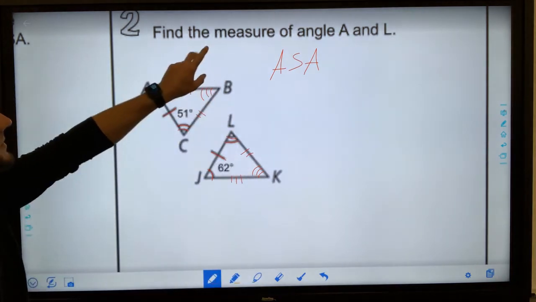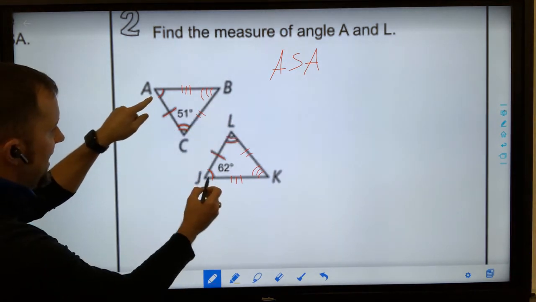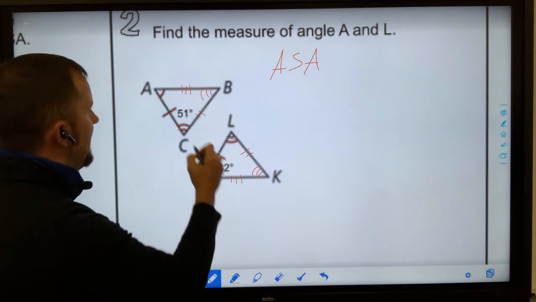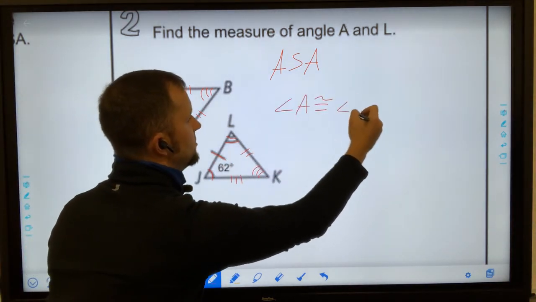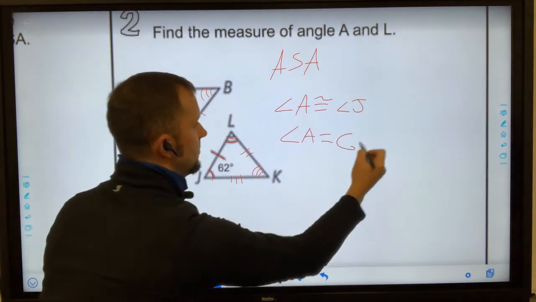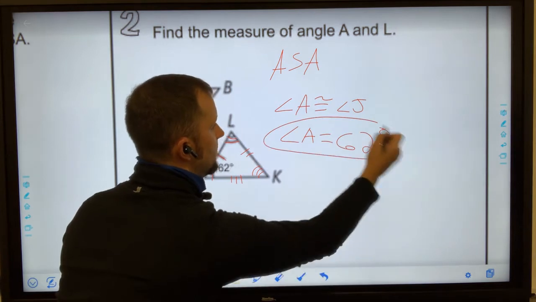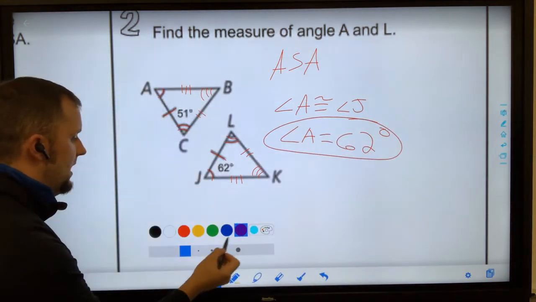So now it wants me to say, what is the measure of A? A and J actually match up here. So if angle A is congruent to angle J, that means angle A is going to equal 62 degrees as well, because both of these triangles are congruent by angle, side, angle. Okay?